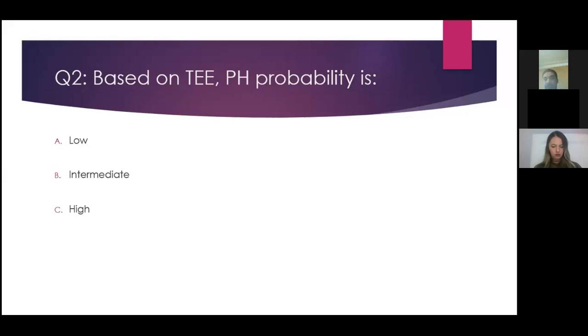The next question is, what is the most common etiology of pulmonary hypertension? Is it A, idiopathic pulmonary arterial hypertension, B, secondary to autoimmune disease, C, secondary to left heart disease, D, secondary to chest disease, or E, chronic thromboembolic pulmonary hypertension? So what do you think?